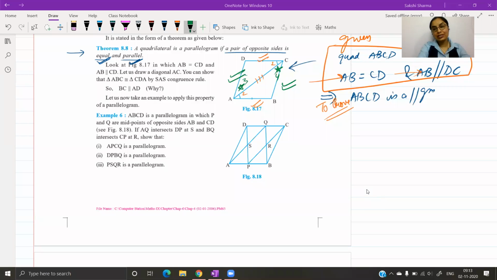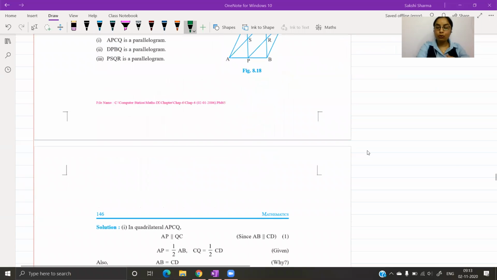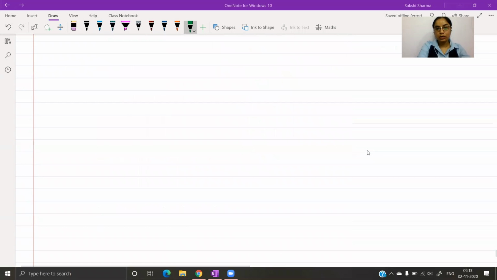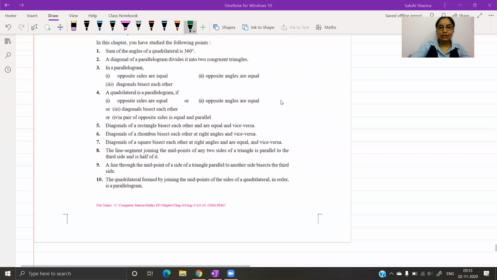Do go over these results. We will be using these repeatedly in the questions, and every time I write a result, it might be confusing where it came from. In the chapter summary, all the results are given in compact form: if we have a parallelogram, what properties it will have, and if we have to prove that a quadrilateral is a parallelogram, what we can prove. So this is right here.